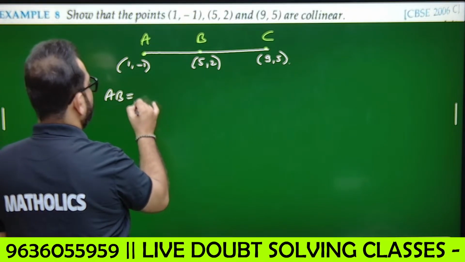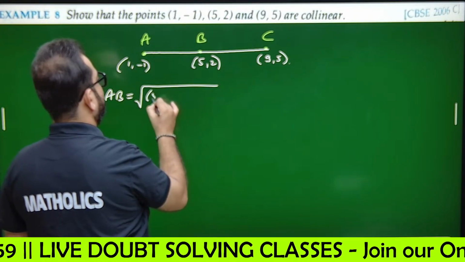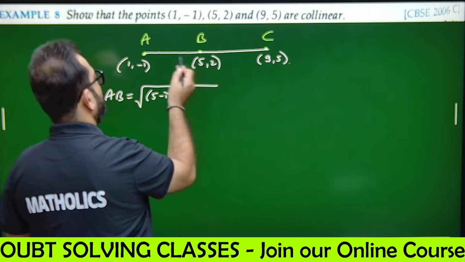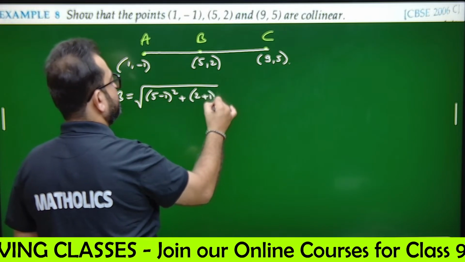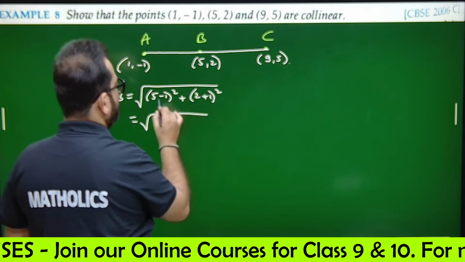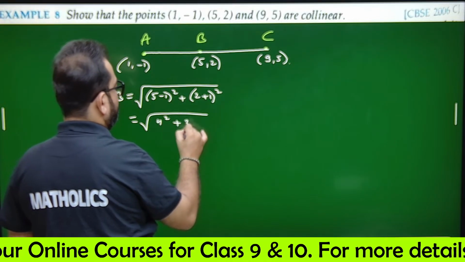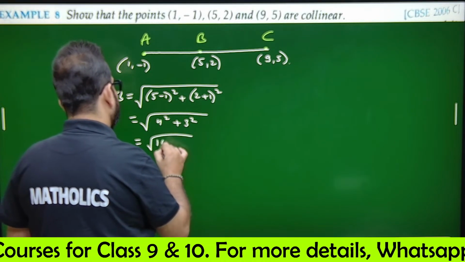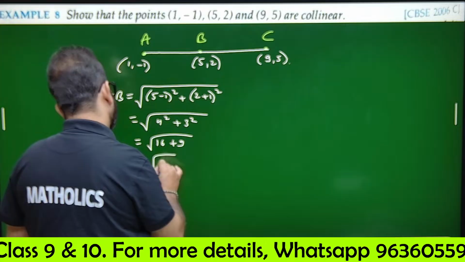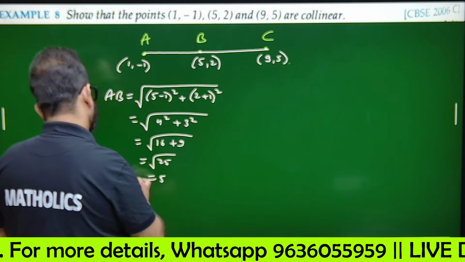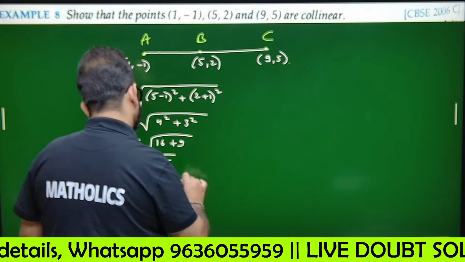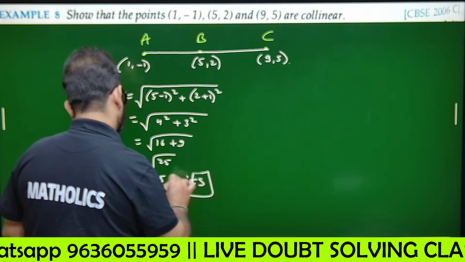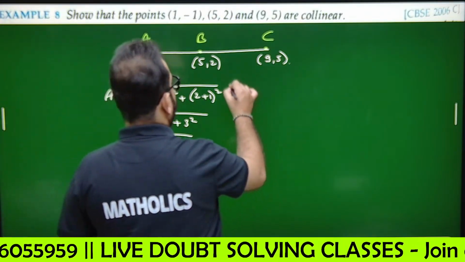AB will be equal to the square root of (5 minus 1) whole square plus (2 minus minus 1, that means 2 plus 1) whole square. That means root of 4 square plus 3 square, that is 16 plus 9, that is 25 in the root, and it is 5. So AB equals 5 units. You have to write units also.